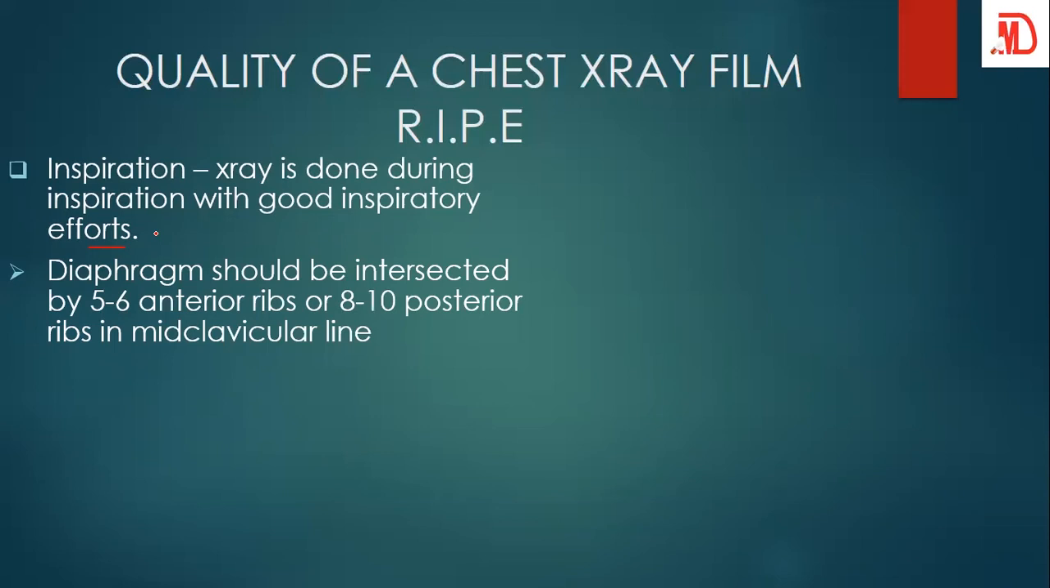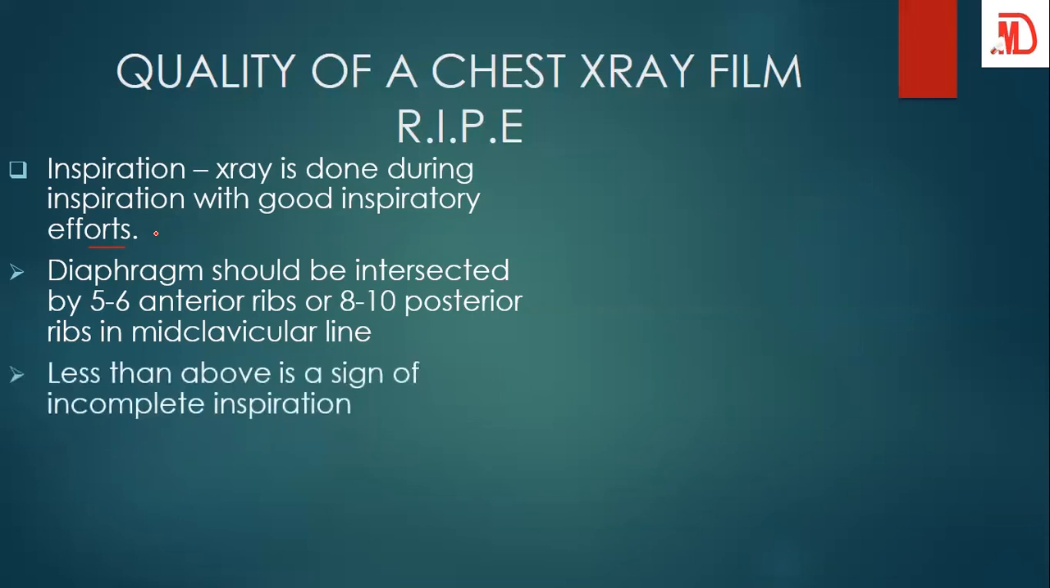Your number of ribs helps you. Anteriorly, you should have about 5 to 6 anterior ribs, and then posteriorly, you should have about 8 to 10 in the mid-clavicular line. 5 to 6 anterior, 8 to 10 posterior. As simple as that. Now, if it is less than that, we say there's what? Incomplete inspiration. And if it's more than that, we say there's what? Hyperinflation.